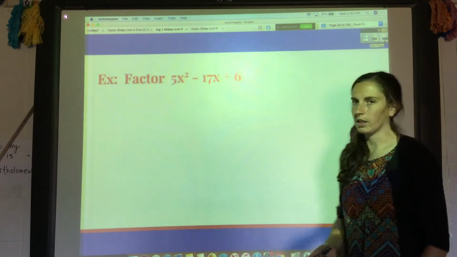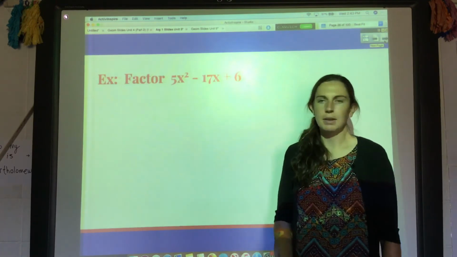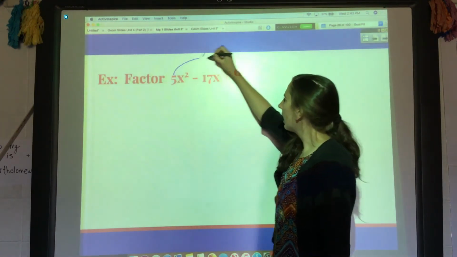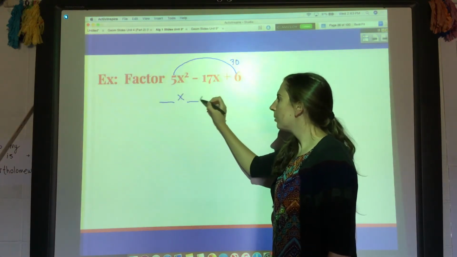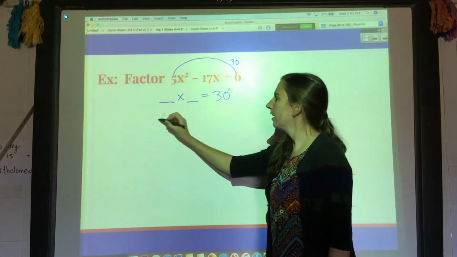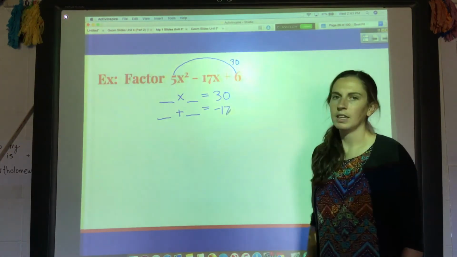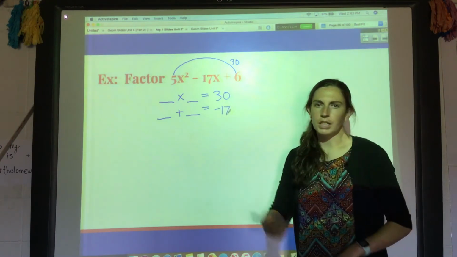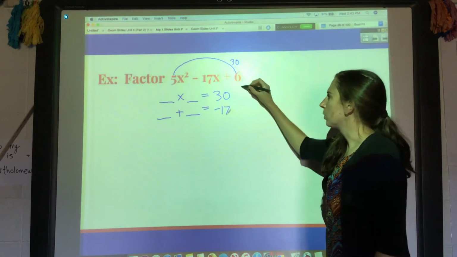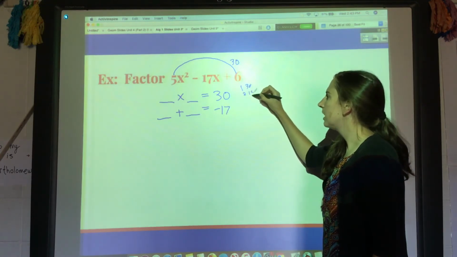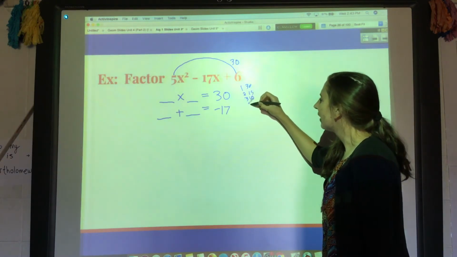Let's look at another one of those. So in this one, it's 3 terms, so rainbow method. I'll multiply 5 times 6, which is 30. And so let's try to find 2 numbers that multiply to give me 30 and add to give me negative 17. If you don't want to write all this out, if you can just figure it out in your head, that's fine. 30 has a lot of factors. 1 and 30, 2 and 15, 3 and 10, 5 and 6.